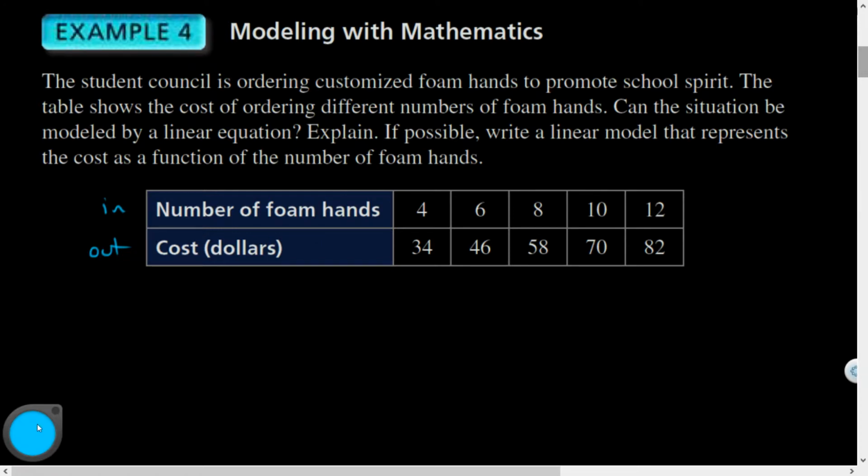Is this linear? Do you guys remember all the way from like 3.2 how we determine whether or not a table is linear? How do I know if this is linear or not?